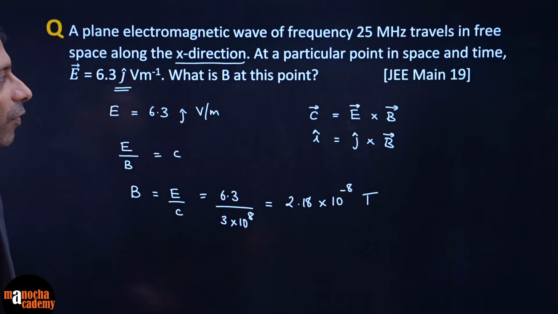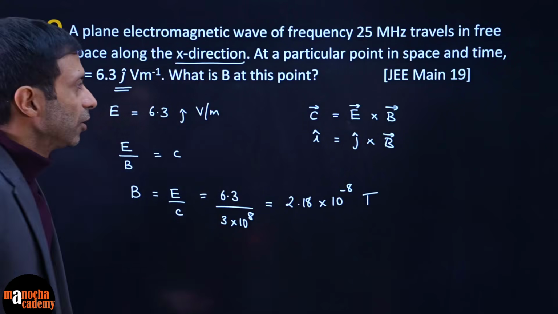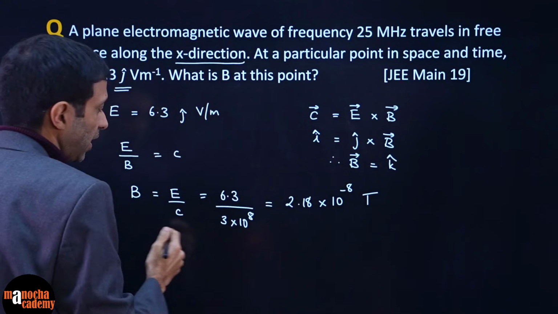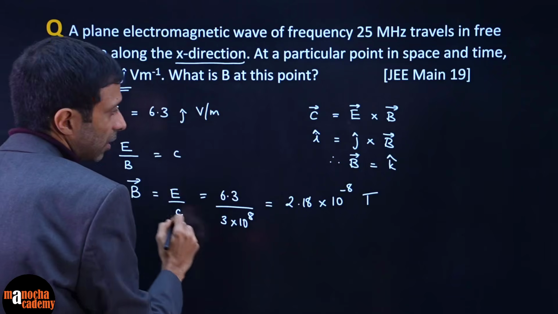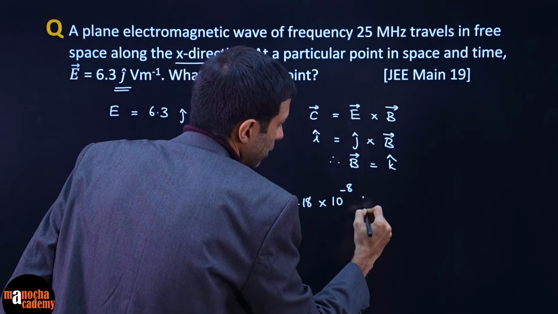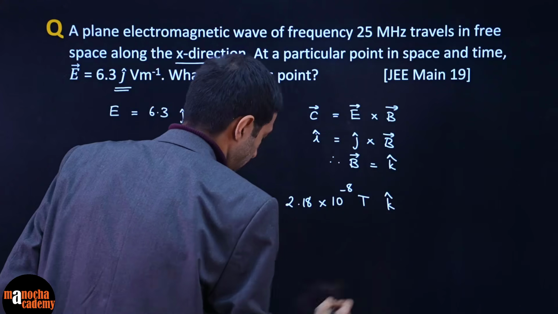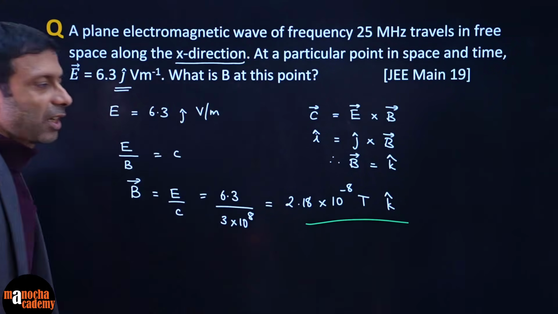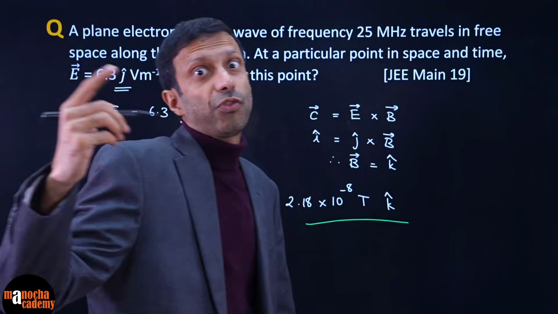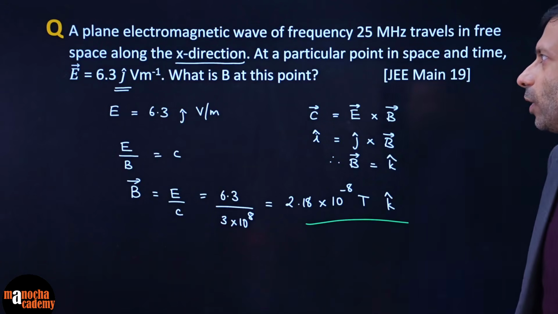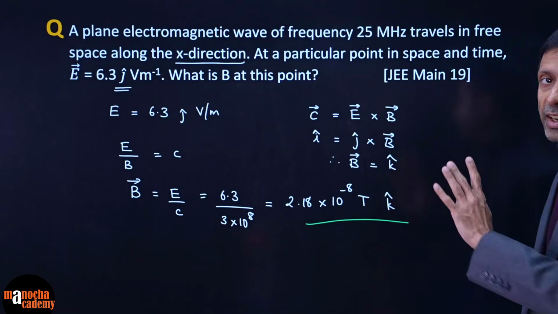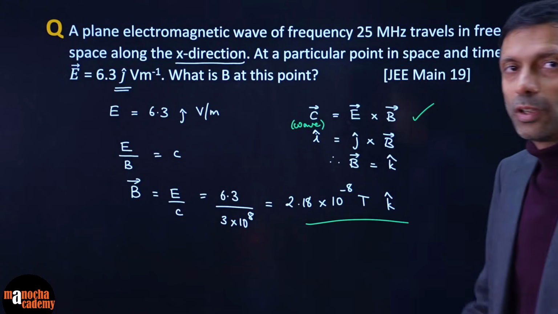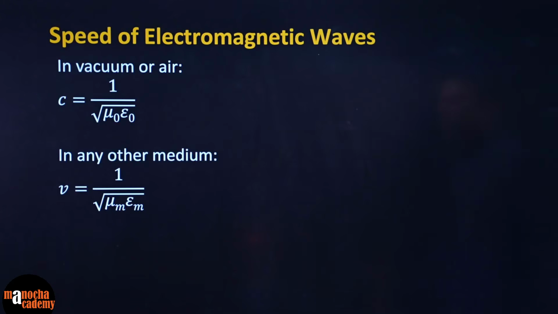So you tell me, obviously B has to be K cap. So therefore the final answer for B will be this, and you put a K cap over here. So many Tesla along the K cap. Done. That's our final answer. So don't forget to give the direction. Not only you have to calculate the magnitude, direction is also very important, which we can do using this. Okay, done. Alrighty.